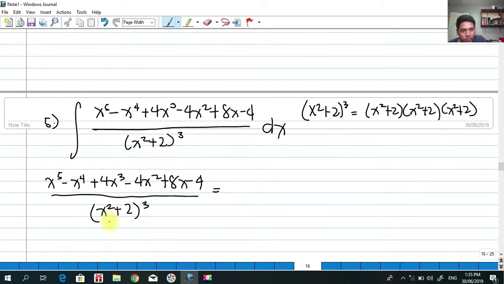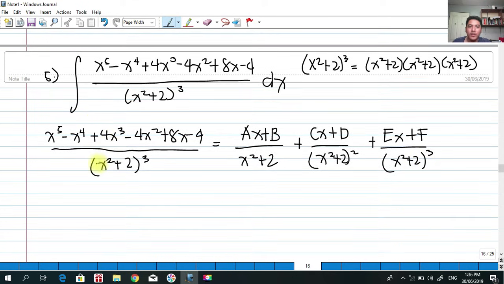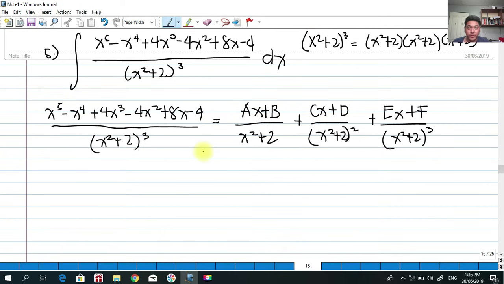So what we have to do, since it has a square, the x here is raised to 2, is write ax plus b over x squared plus 2, plus cx plus d over x squared plus 2 squared, plus ex plus f over x squared plus 2 raised to cube. So that would be our partial fraction decomposition.